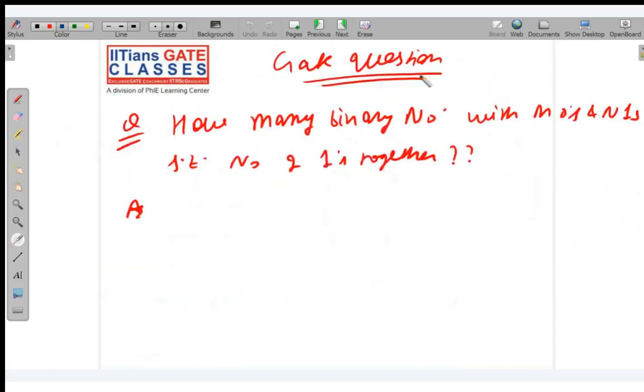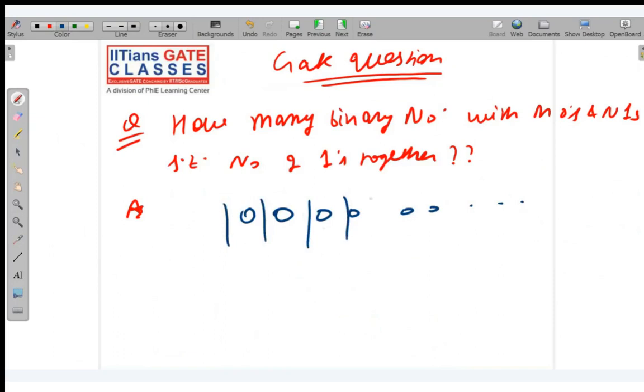Next is a GATE question. How many binary numbers with m zeros and n ones are there such that no two ones are together? So same type of thing. No two ones together means no two ones together. So I will arrange the zeros. So now I think you have got it. I will arrange the zeros. So m zeros are there.